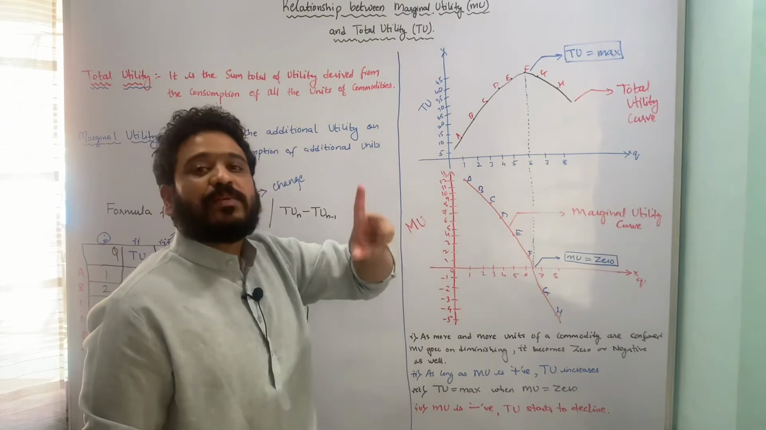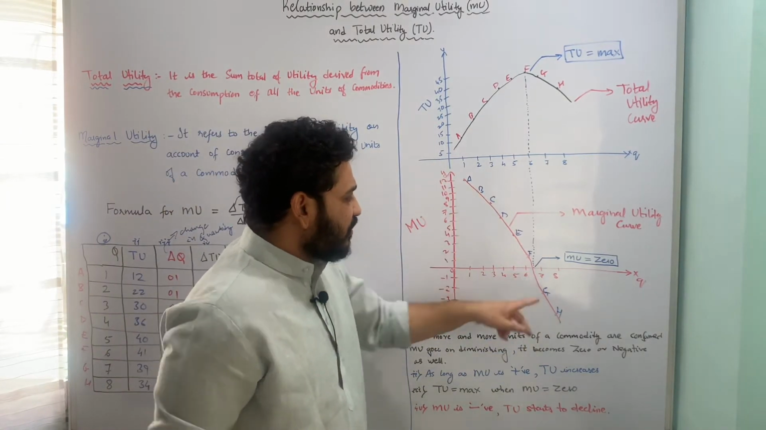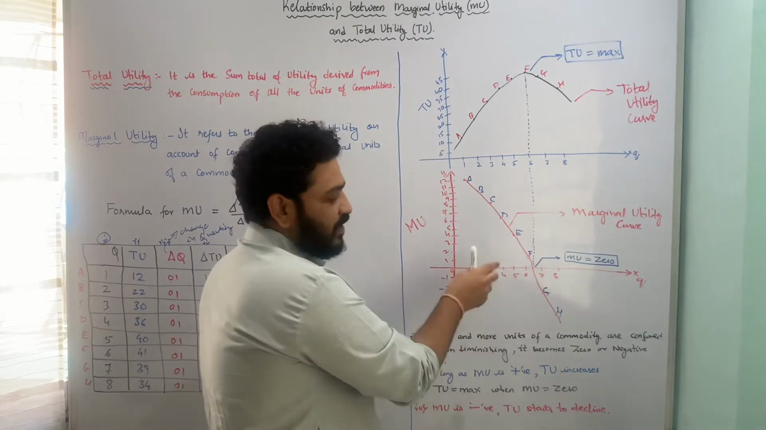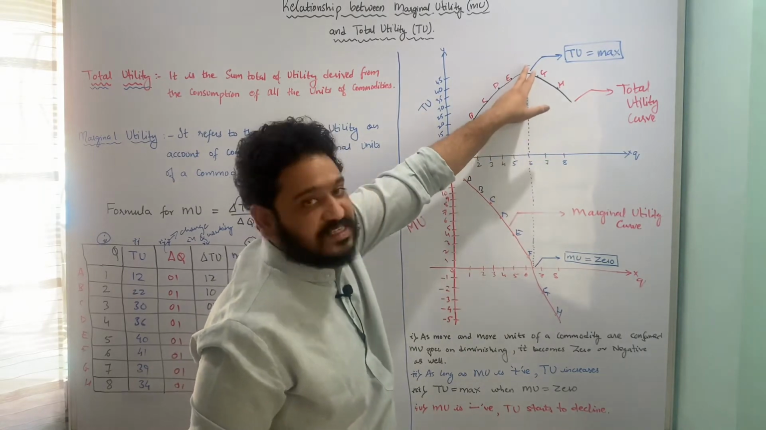Now we have to remember one important thing. The marginal utility curve intersects the x-axis, that means the value is 0, when total utility is maximum.